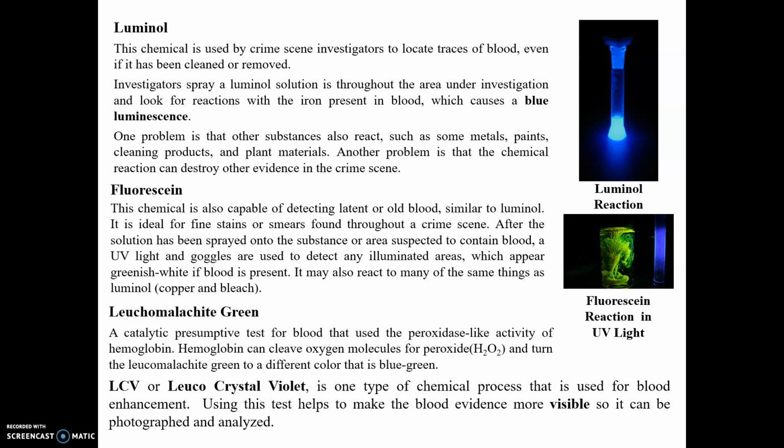Okay, the other one after fluorescein is going to be LMG. This is going to be another catalytic presumptive test for blood, and it uses this peroxidase-like activity of hemoglobin. So basically what happens is hemoglobin can cleave or cut oxygen molecules from hydrogen peroxide, and it basically changes the green to a blue-green. Okay, so that's just another presumptive test that you can use.